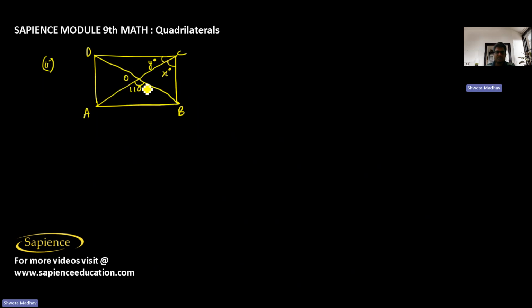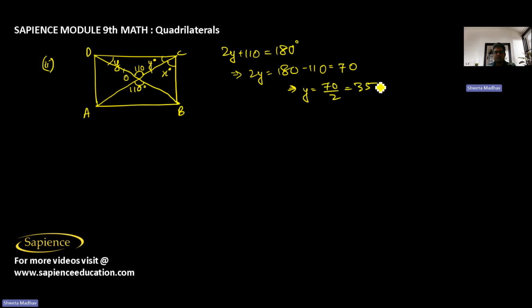Now here you can see that this is 110, so this will also be 110. And these two sides are equal, so this will also be y. So 2y plus 110 is equal to 180, since the sum of three angles in a triangle is 180. So 2y will be equal to 180 minus 110, that is 70. Therefore y will be equal to 70 by 2, that is 35. y is 35.